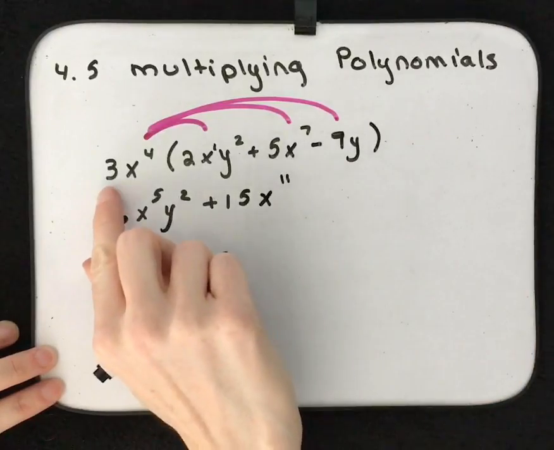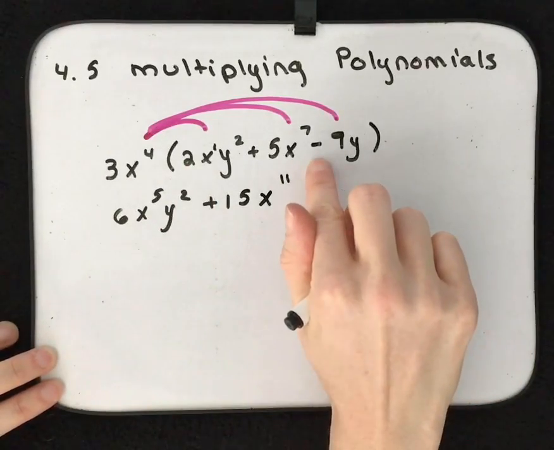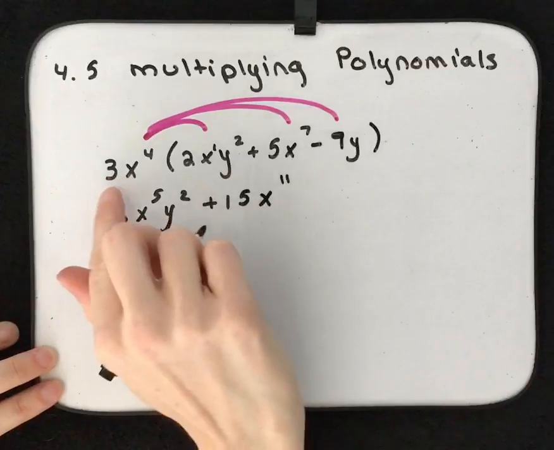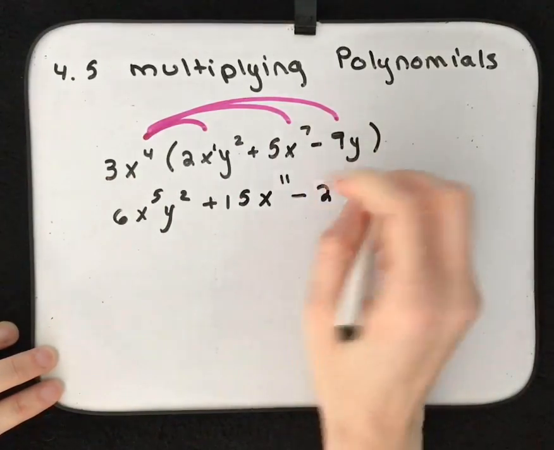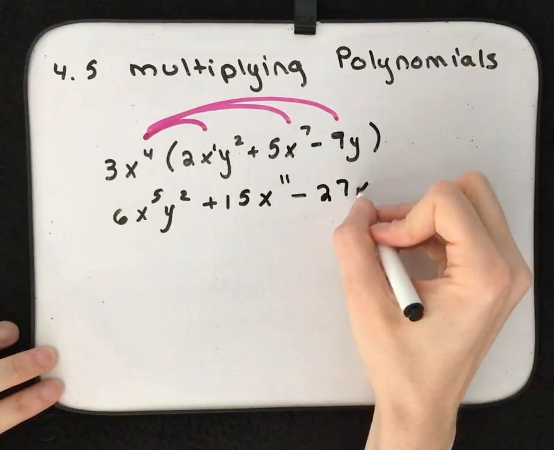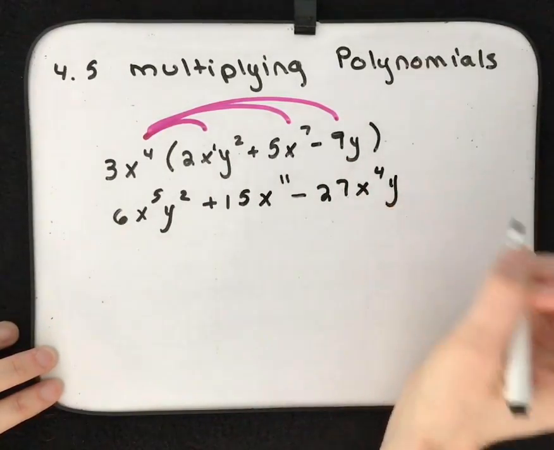And then we have 3x to the fourth times negative 9y. 3 times negative 9 is negative 27. I can't do anything with x to the fourth and y, so we just have x to the fourth times y.